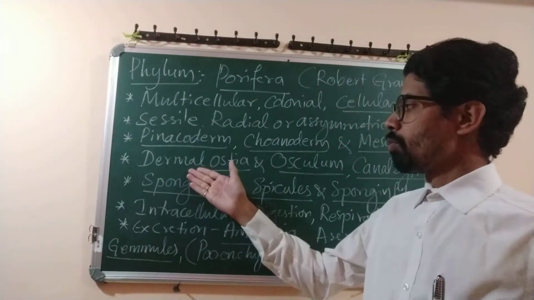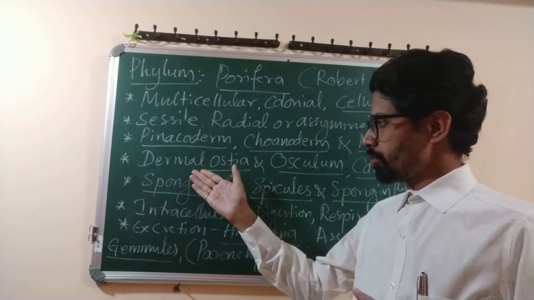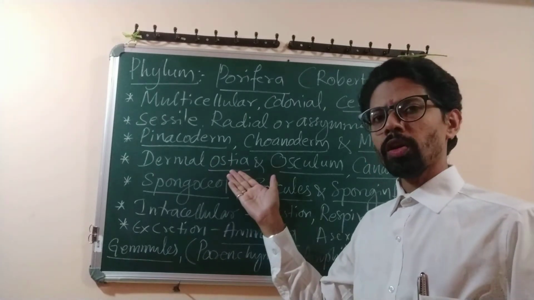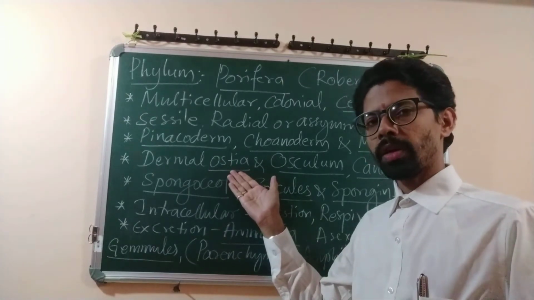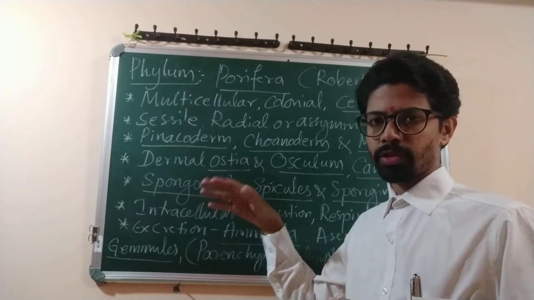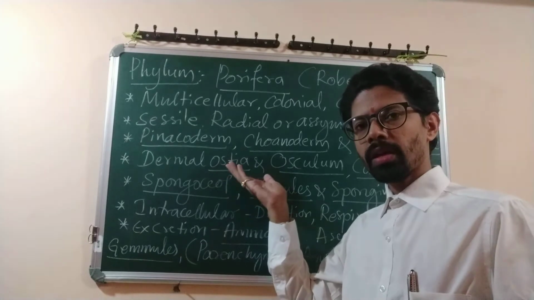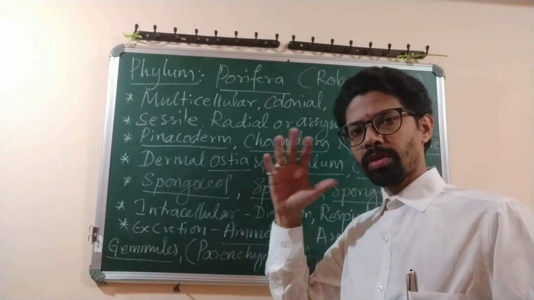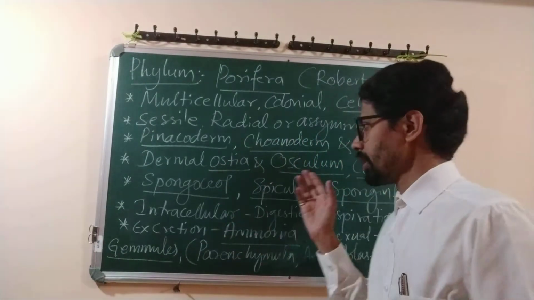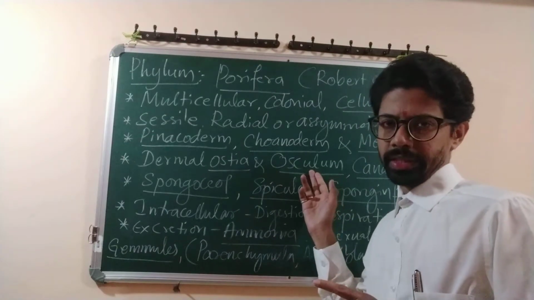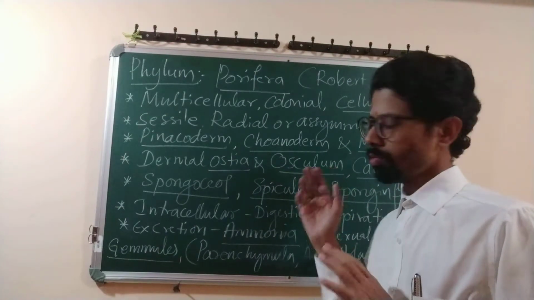Next, coming to what are the body features of it. So body is generally covered with small numerous pores which is called as dermal ostia. Dermal refers to outer layer is called as derma or skin, right? So dermal ostia are the numerous pores present on the body. Then they have only one single opening in their body which is called as osculum, right?